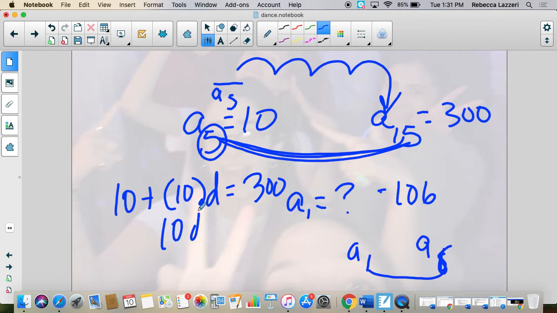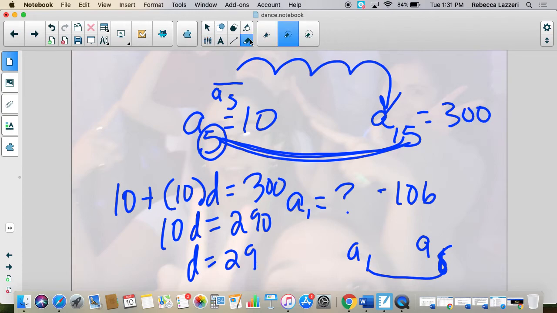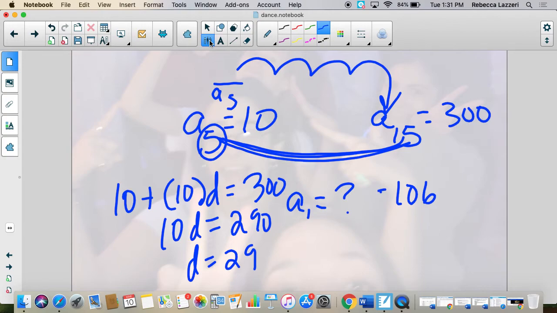So I got 10d equals 290, and the common difference was 29. Now how in the world are we going to find that? I thought it was wrong because it was higher than a sub 5. Well, you're finding your difference. You're finding what you're adding by.